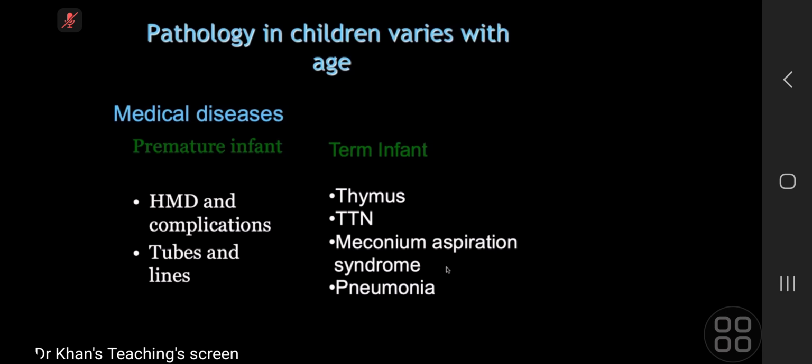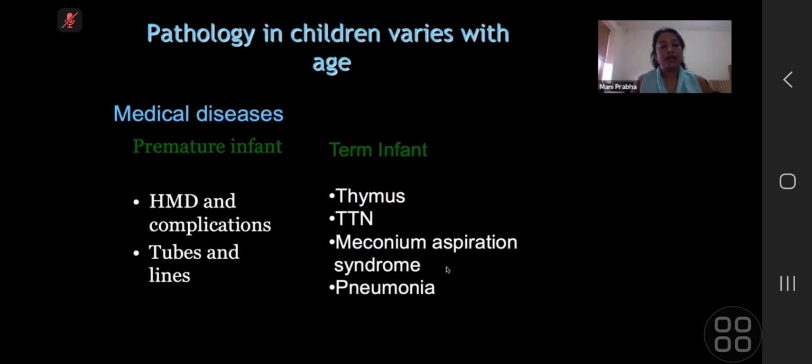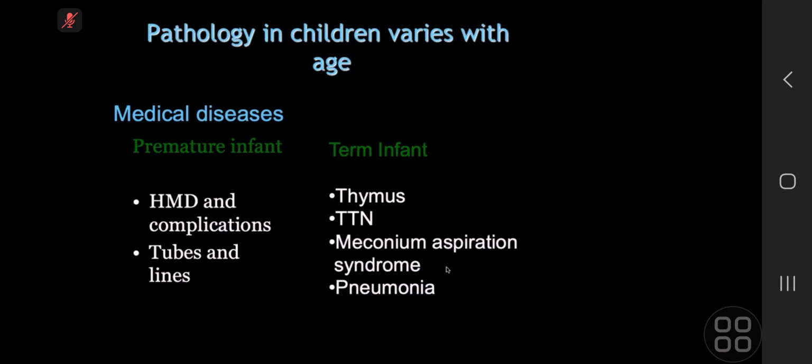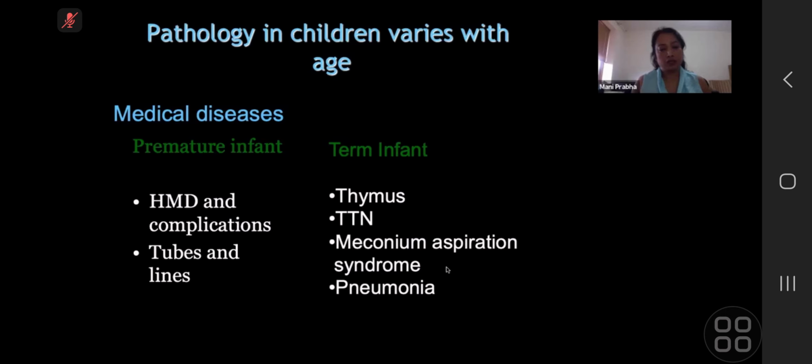And so pathology in children varies with age. For better understanding, I have divided the conditions into medical disease and surgical conditions. Medical diseases are different in children in comparison to adults. They also vary with age, and they're different when children grow up. So preterm infants will have different medical diseases in comparison to term infants and later in life.